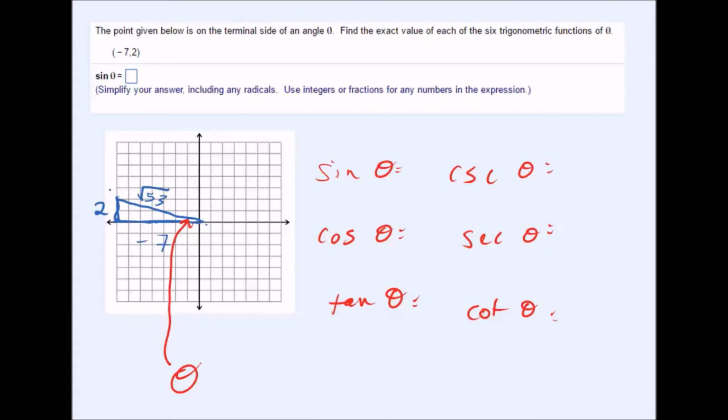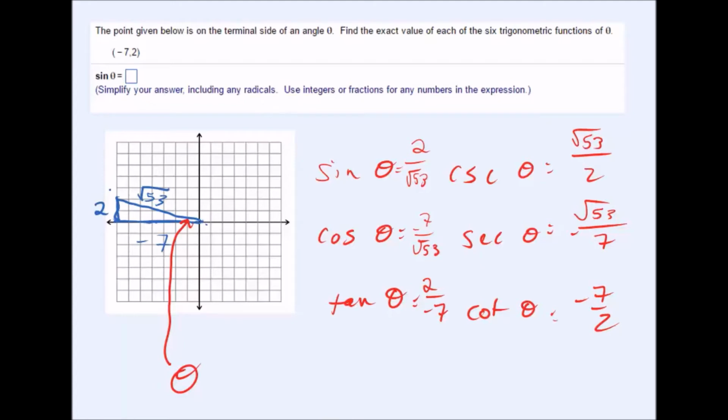So for sine, we have opposite over hypotenuse, that's 2 over the square root of 53, which we are going to simplify. Cosine, which is -7 over square root of 53. Remember, that's adjacent over hypotenuse. Tangent, opposite over adjacent. Cosecant, which is the opposite of sine. Secant, which is the opposite of cosine. And cotangent, which is the opposite of tangent.